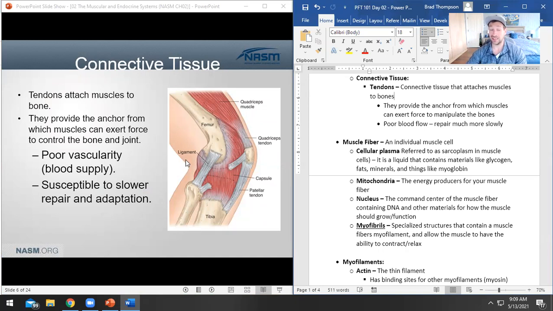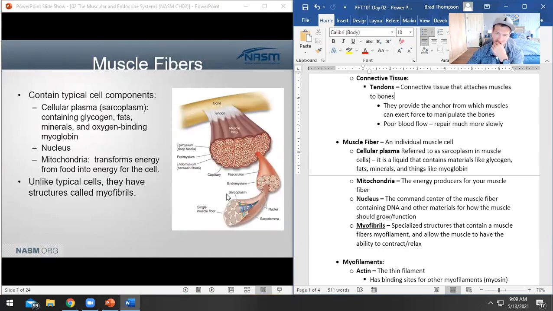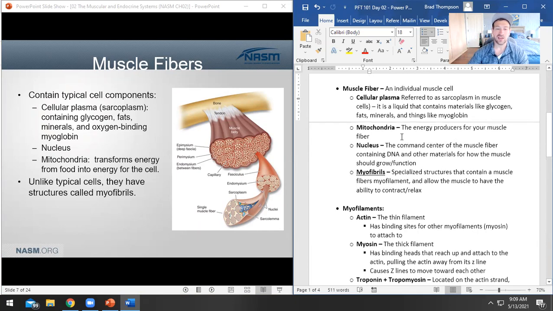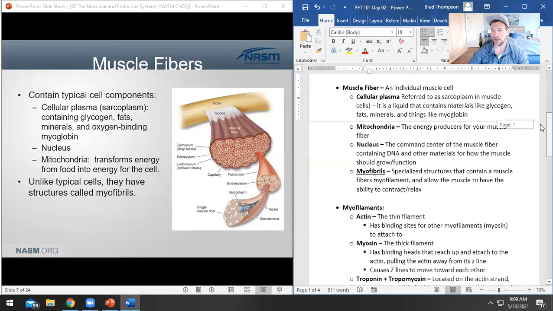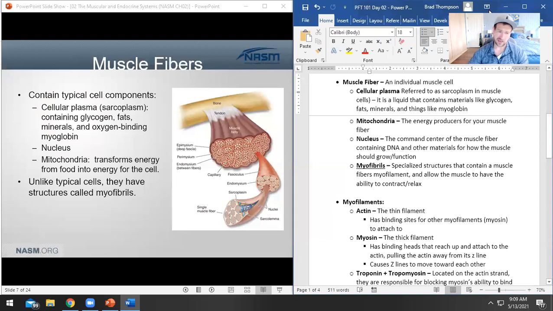Unless it's a really severe tear. If you ever see a tendon tear, those are brutal, because if you get a full-on tendon tear, oh gosh, the muscle basically rolls up. Whatever you do, do not look that up on YouTube. But yeah, tendon tears are absolutely brutal. So that's what we've got in terms of our overall connective tissue and the overall structure of our muscles.